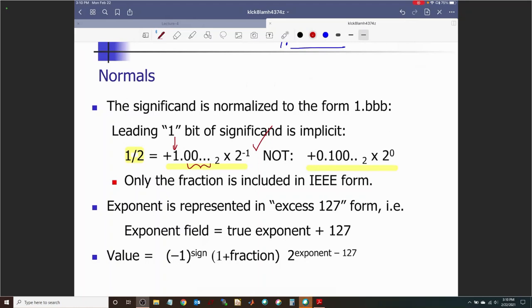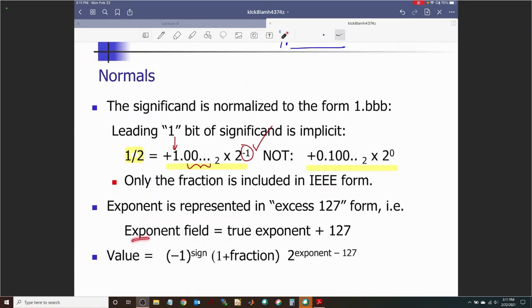multiplied by 2 raised to the exponent. So we can keep using that exponent to keep the binary point floating. Only the fraction is included in the IEEE form, so we don't really need to write that particular one. Exponent is represented in the XS127 format, which means whatever 8-bit field you have for exponent is not the true exponent. You are going to manipulate it in order to cover positive exponents and negative exponents, both.